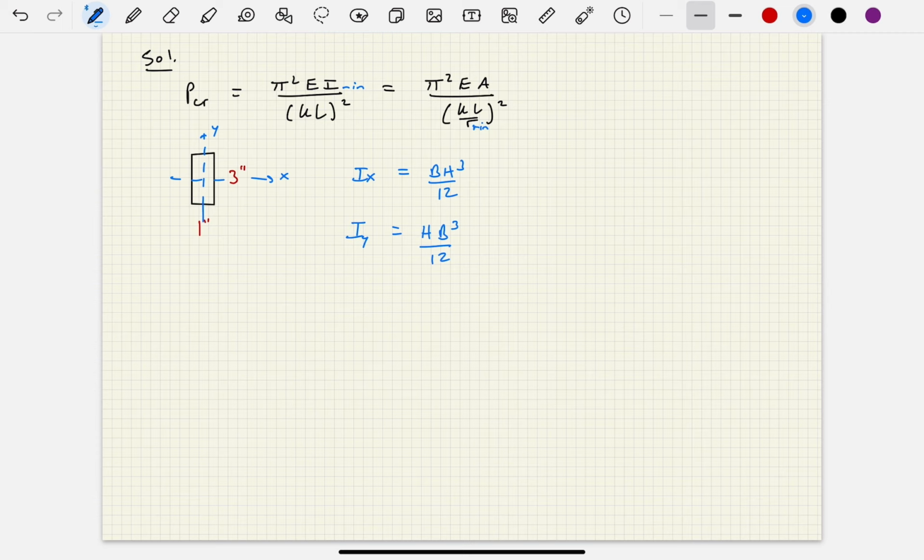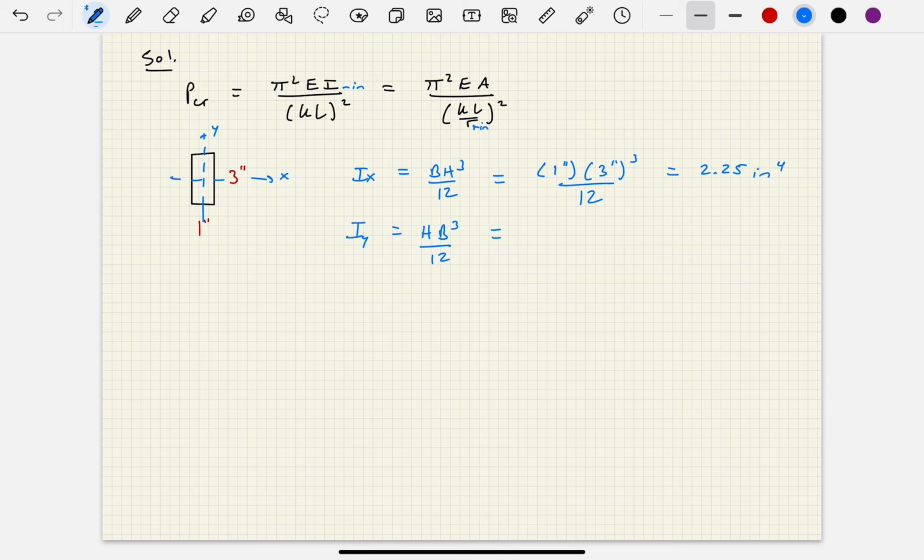So let's go ahead and punch through both of these moment of inertia values to find out which one is the smaller of the two. If I want to calculate IX, I say BH cubed over 12. That's 1 inch times 3 inches cubed over 12. And so 3 cubed is 27 divided by 12. This is 2.25 inches to the fourth.